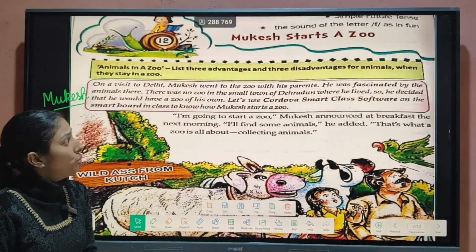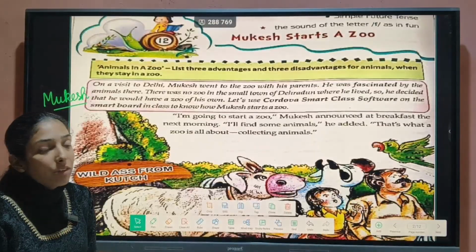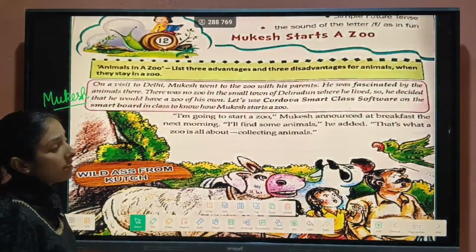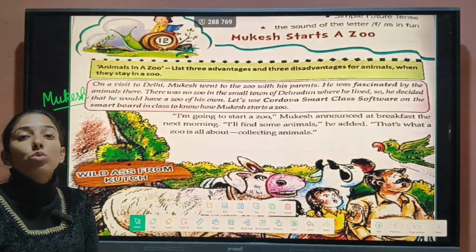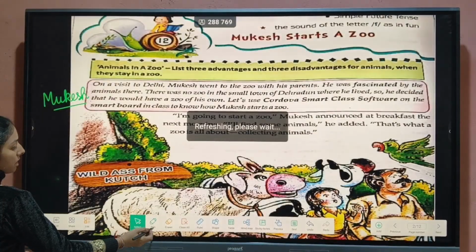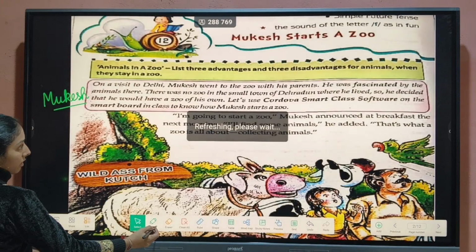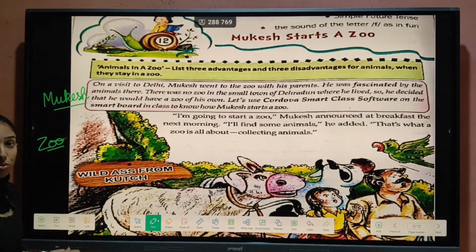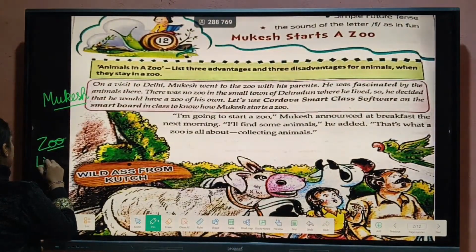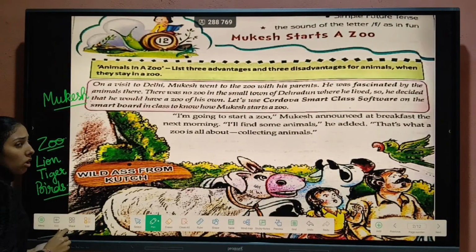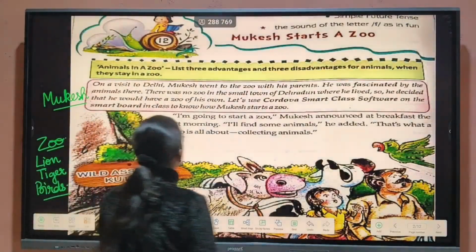Animals in a zoo. You have to list 3 advantages and 3 disadvantages for animals when they stay in a zoo. Okay, students, you have visited a zoo where you can see different animals. You see different types of animals in the zoo. For example, you can see lion, tiger. Different kinds of birds are there, and a lot of animals are also kept in the zoo.